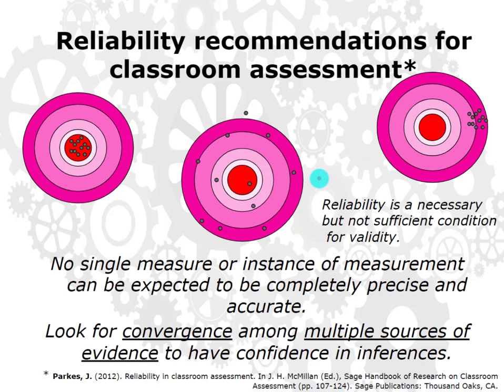Where you have no validity or reliability is in this instance right here, where this person hit the bullseye once, and then they hit it all over the place. They didn't hit the same section over and over again. Since the results were not reproduced, they do not have reliability. And since they did not hit the bullseye, which is where they were supposed to hit, they don't have validity either.